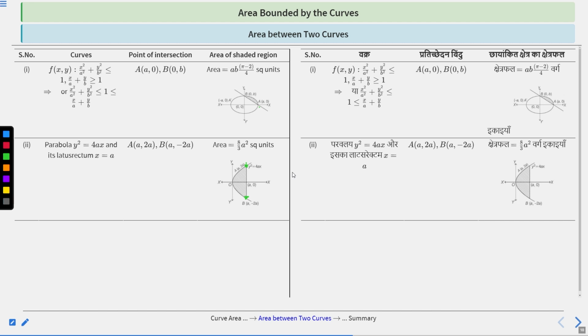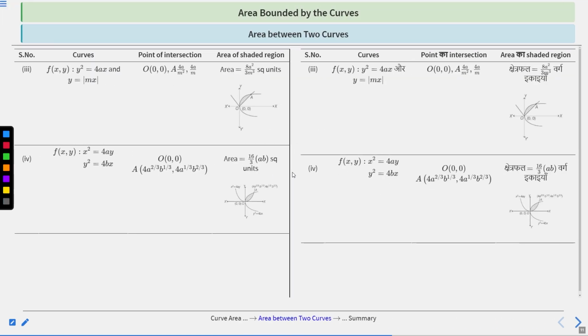Clear? Let's move to the next curve. If you have the curve y square equal to 4ax, that is a parabola, and y equal to mx. So the points of intersection will be (0,0) and (4a by m square, 4a by m). So the area you have to remember is 8a square upon 3m cube square units, right?